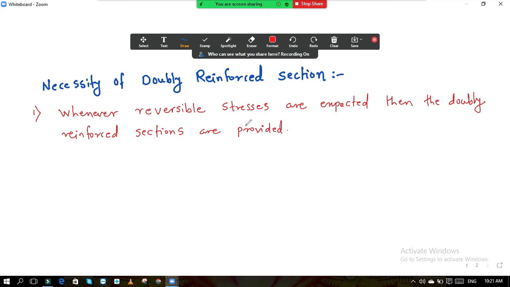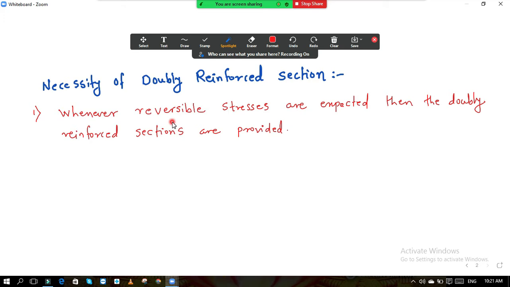Okay, so what is the meaning of reversible stresses? It means for some time tension may be at top and compression is at bottom, for a definite time interval, and after some time it reverses, so tension goes at top and compression comes at bottom. These types of situations may occur in big structures, mega structures, big bridges, girders, where there is a moving load, not a static load. So in those cases the reversible stresses are expected.